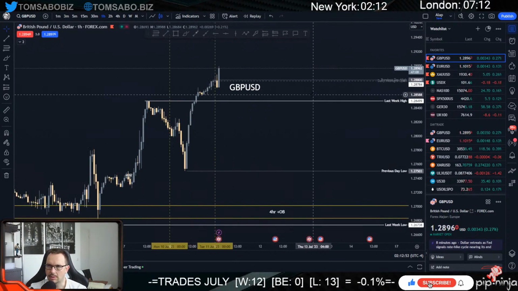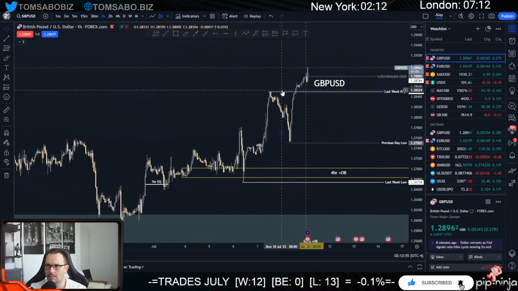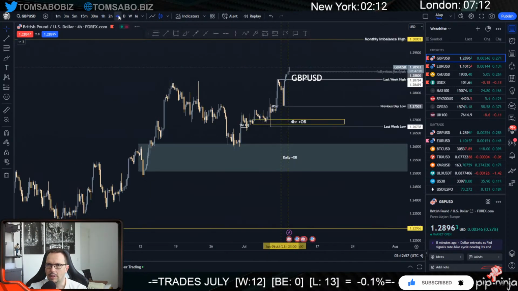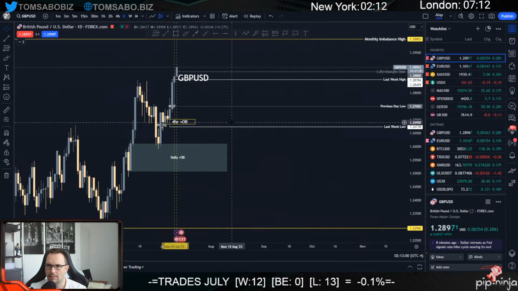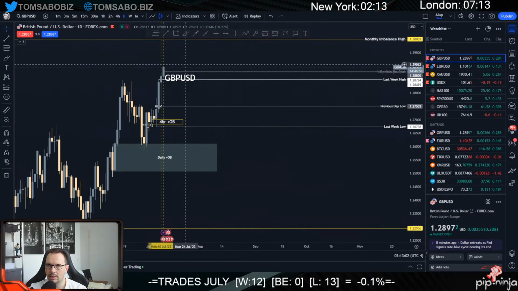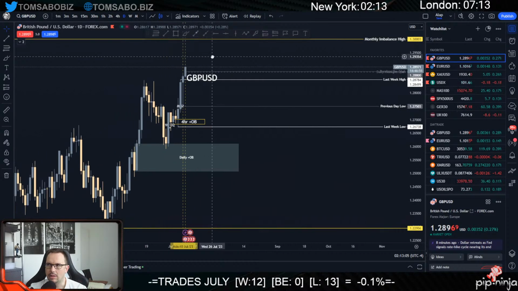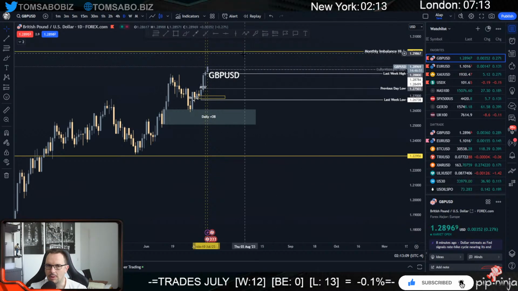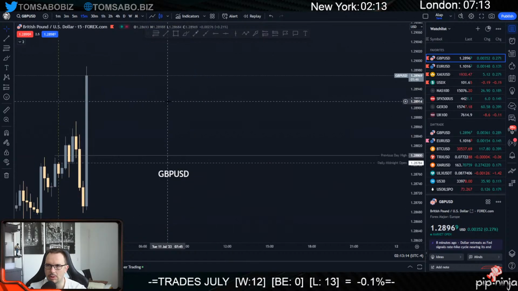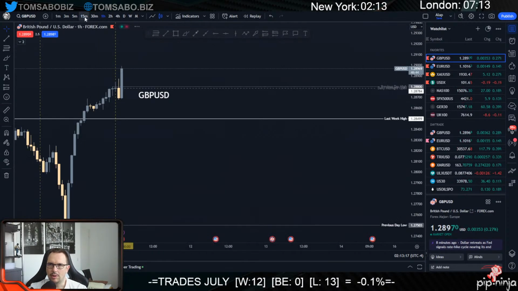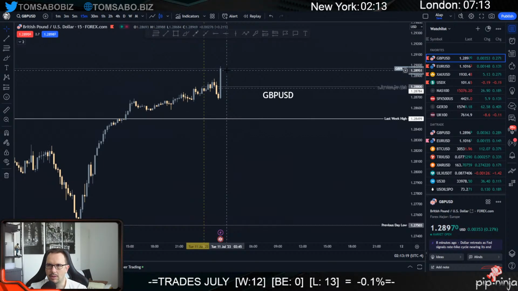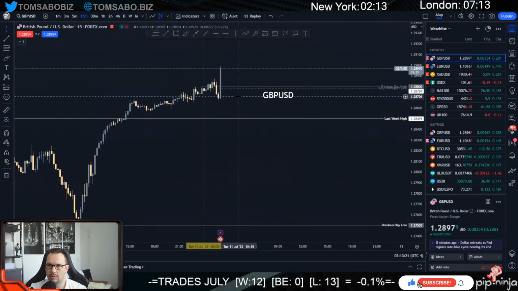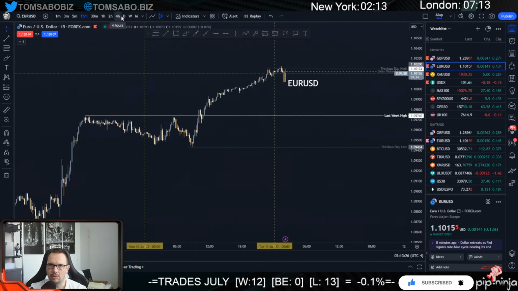Broke through yesterday high, broke through last week's high. Clearly we are in a bullish trend right here. I think definitely the draw is going for this monthly imbalance high, which is 130. So that's a clear target in my opinion. So we're pretty much bullish. Going to be looking for some kind of a retracement if it wants to continue further up. I think the same goes for euro as well.